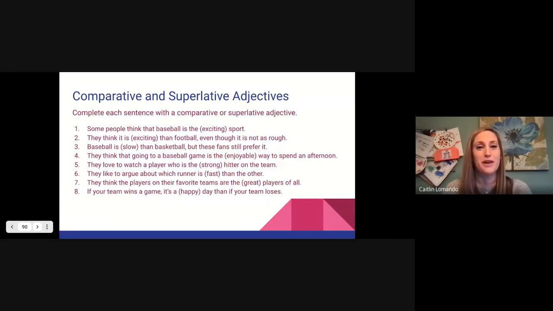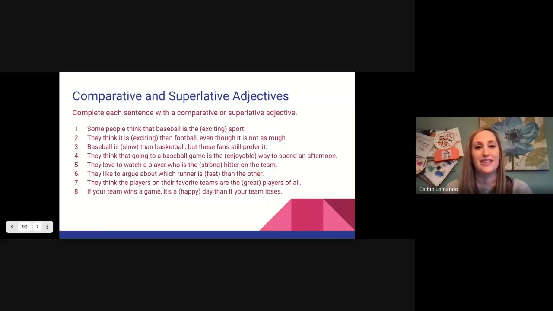Number 3, baseball is slow than basketball, but these fans still prefer it. We're comparing baseball to basketball, so it is comparative. Are we going to add a more or an er? We would say baseball is slower than basketball.